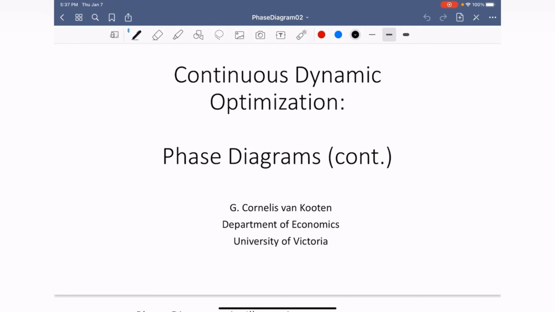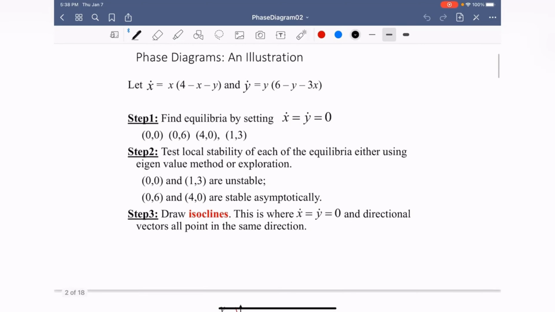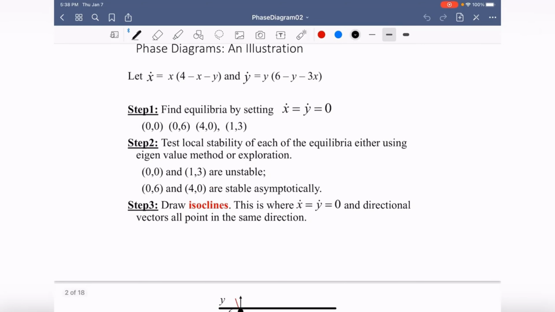In this lecture, we're going to look at continuous dynamic optimization phase diagrams. This is the second lecture on this topic, and we're going to look at examples for the most part. So an illustration of a phase diagram is one where we have x dot equals x times (4 minus x minus y), and y dot equals y times (6 minus y minus 3x). In some ways, both of these are nonlinear differential equations.